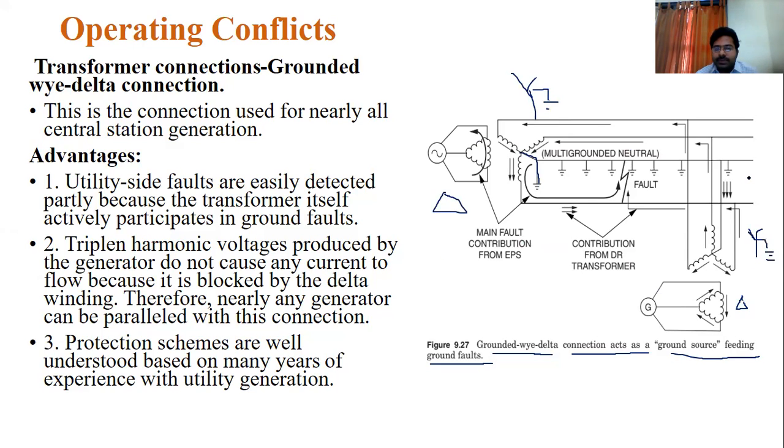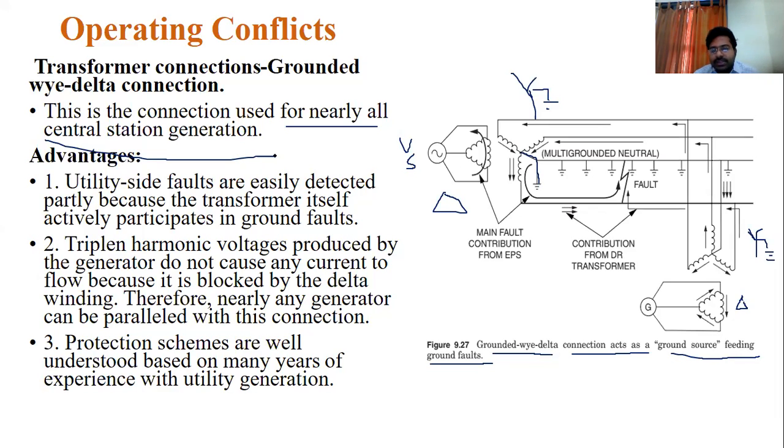Now we can observe these different types of connections. Here there is a star, and here there is a source. So why are they using this type of diagram? This is very commonly used for central station generation, nothing but substations and other generating plants and generating stations. We are using this type of transformer connection, grounded Y to the delta connections, in most cases.